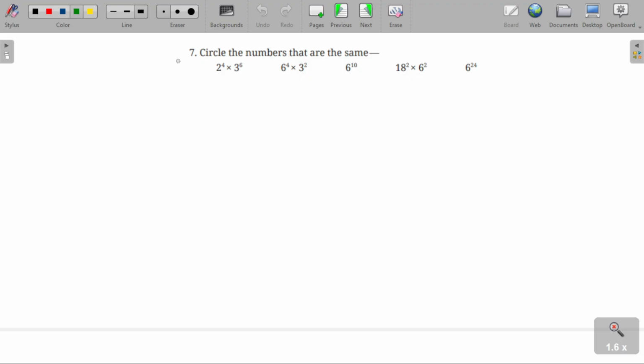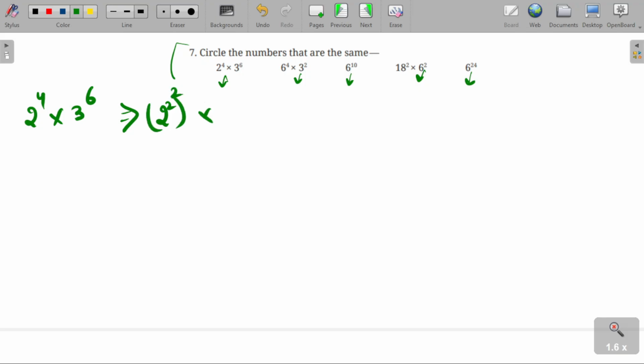Question number 7. Circle the numbers that are the same. You need to find the same pairs here. For that, you need to solve them individually, then you can find out if these are the same. So let's do it. Here 2 raised to 4 into 3 raised to 6 can be written as 2 squared whole squared and 3 cubed whole squared.